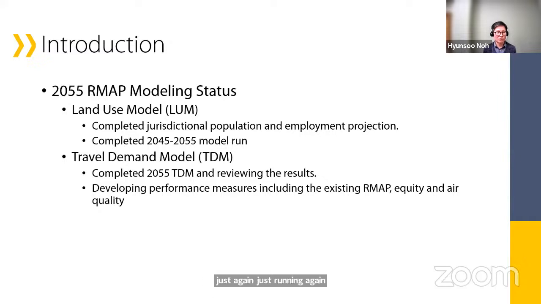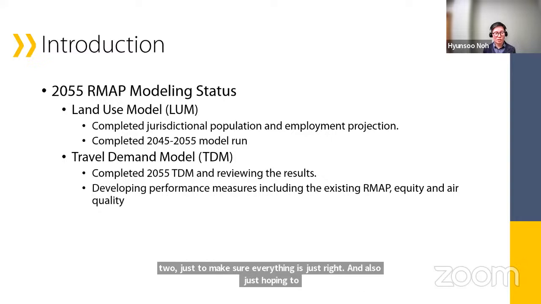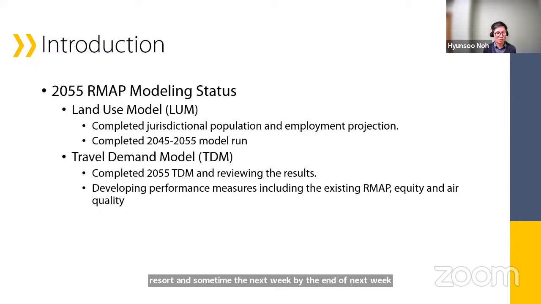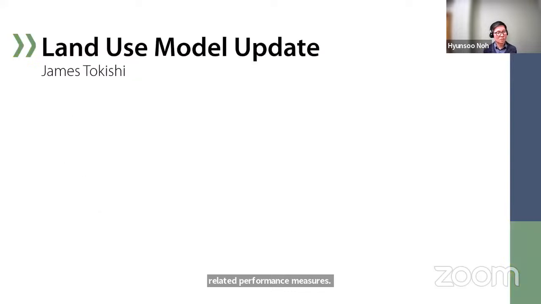Everything's just right, and we're also hoping to get the results sometime next week, by the end of next week, together with jurisdictional partners. Meanwhile, we're going to develop our performance measures, including the existing RMAP, agri-related, or air quality related performance measures. And moving on next, James Takeshi will discuss the land use model update.